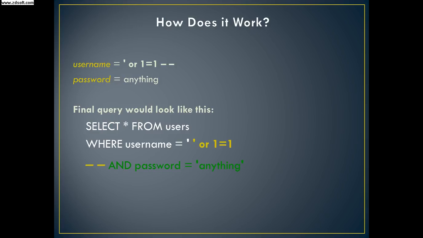Well, how does it work? Let's say the user goes ahead and does an SQL injection, and in the username they put in apostrophe or 1 equals 1 dash dash, and in the password they enter anything. Well, the final query would look like this on the actual server-side database. It looks something like: select star from users where username equals apostrophe or 1 equals 1, and then dash dash comments out the rest, including password equals apostrophe anything apostrophe. This is basically just creating a true statement, and this is why this works.